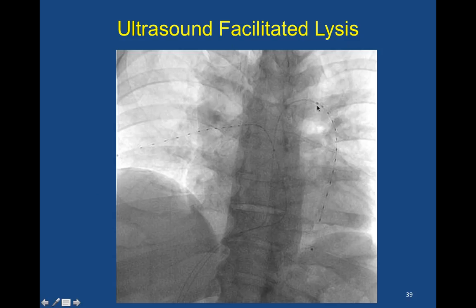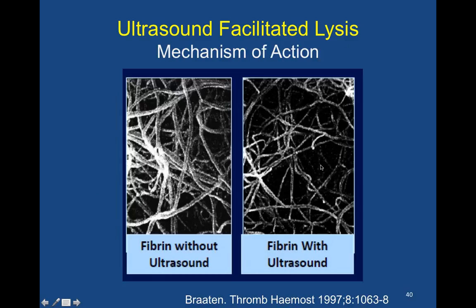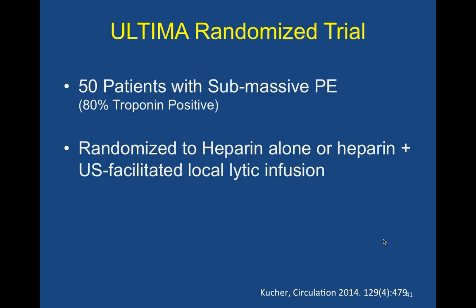That's a catheter that looks like this on X-ray. It's an infusion catheter in the clot. It has these markers that transmit ultrasound that helps loosen the fibrin clots and disseminate the TPA. There was one randomized trial done on this treatment.